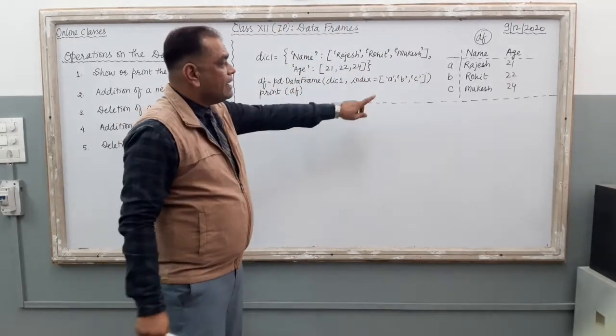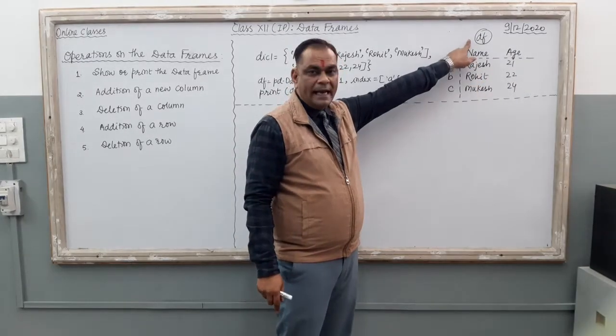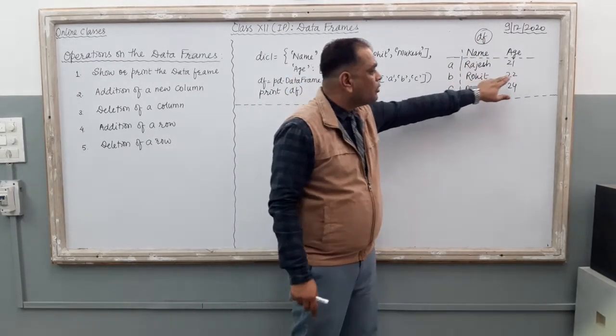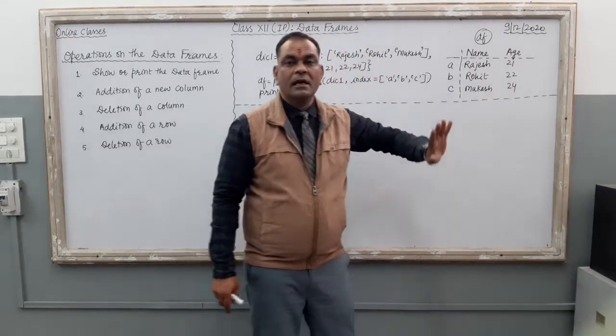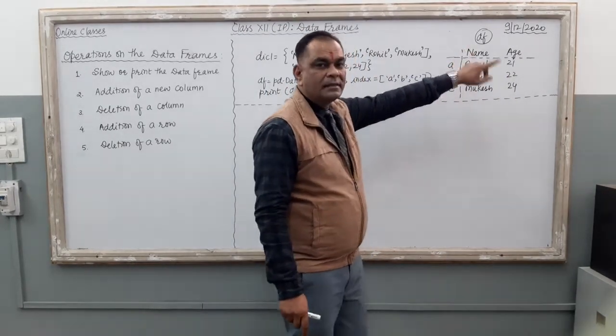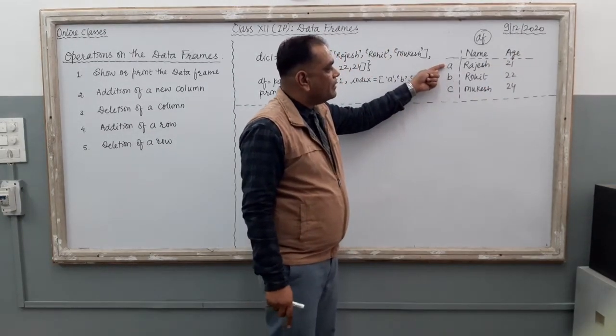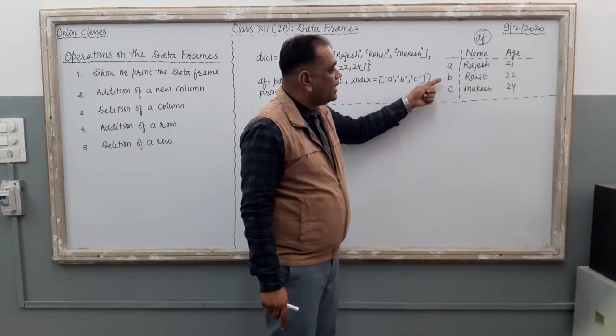Here just see, I have created one data frame for you. The name of the data frame is df and it is a two-column data frame. The first column name is name, and the second column heading is age, and the index of this data frame is A, B and C.